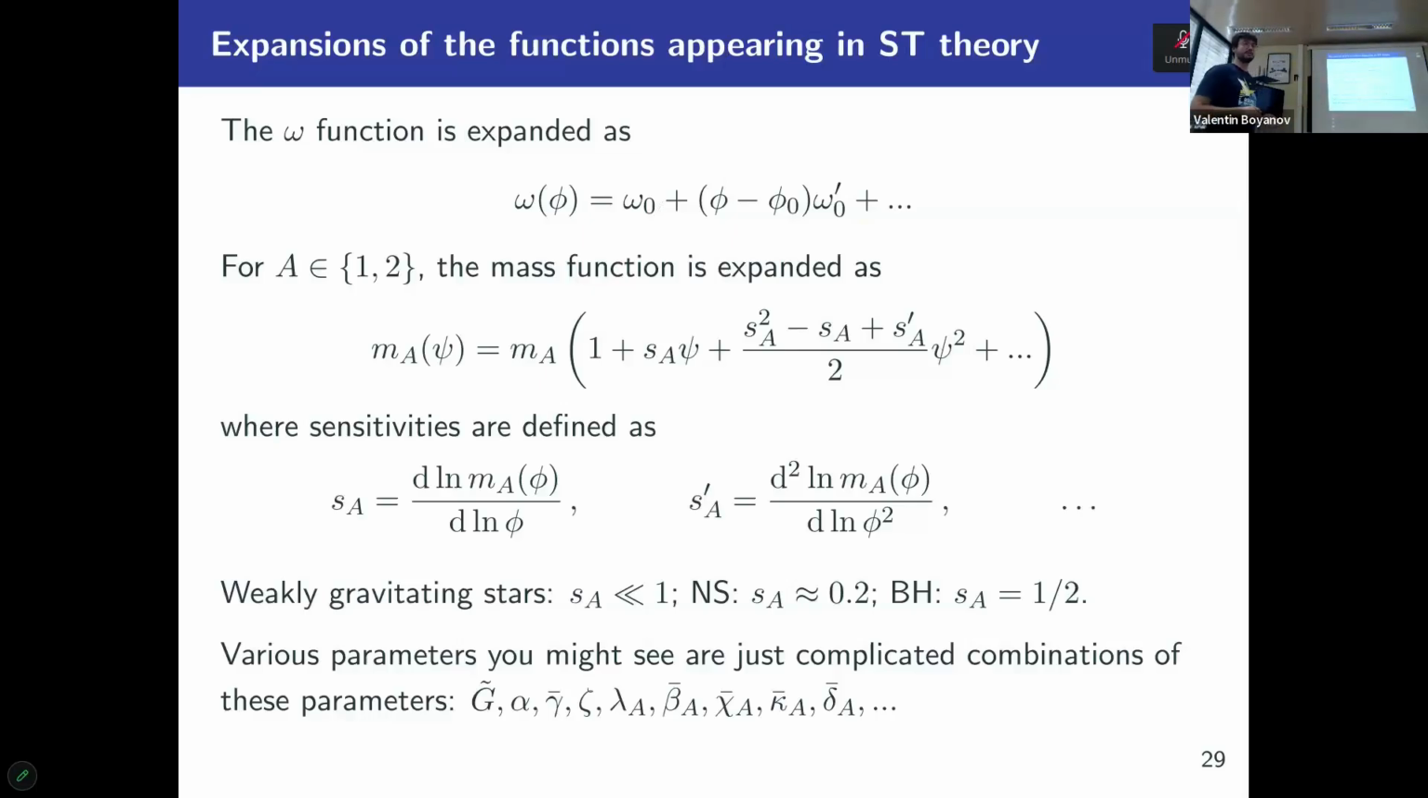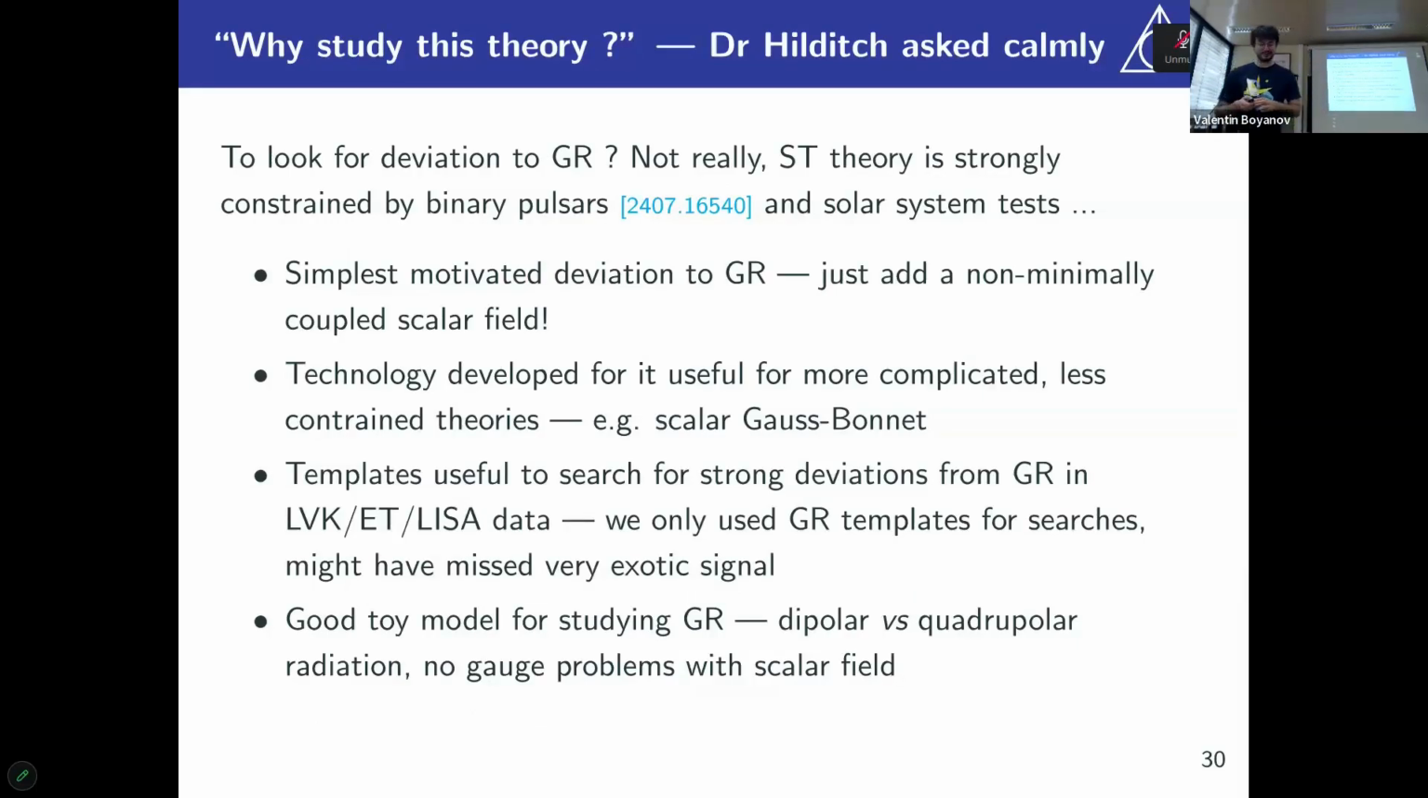Since we're doing a post-Newtonian expansion, for the arbitrary function that we've chosen, we do a post-Newtonian expansion of it with coefficients. We expand the masses as well in terms of these sensitivities. If you have a weakly gravitating star, the sensitivity is going to be very small. If it's a neutron star, it can get larger, it can be 0.2. And through Noether theorems, we can show that black hole sensitivities are exactly one half, which means that you have a scalar charge of 0. Essentially, in scalar-tensor theories, if you have two black holes, you recover exactly the GR results. So you need to have at least one neutron star in order to have deviations. And if you ever see some ugly parameters, these are basically combinations of these guys. So ignore them.